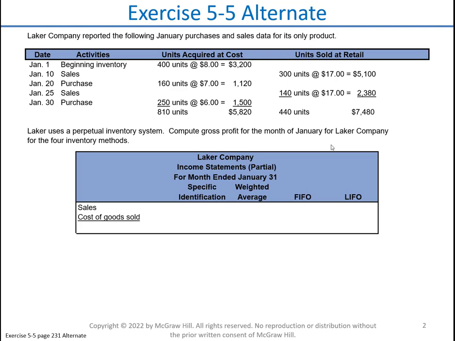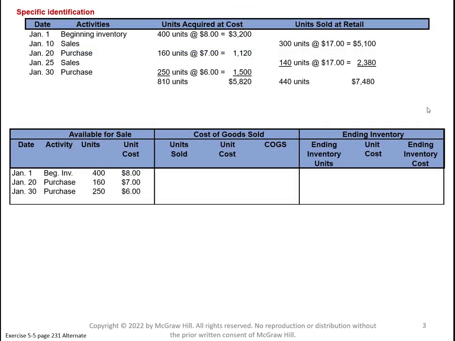Our revenue is here. We sold a total of 440 units at $17, so we've earned revenue of $7,480. Now we have to determine the cost of goods sold under 4 different methods: specific identification, weighted average, FIFO, and LIFO. We're looking at specific identification first.